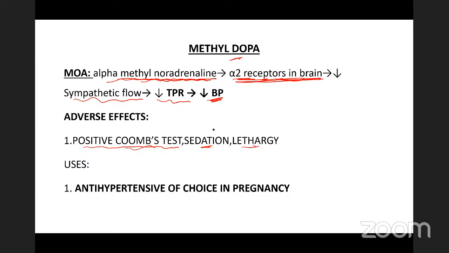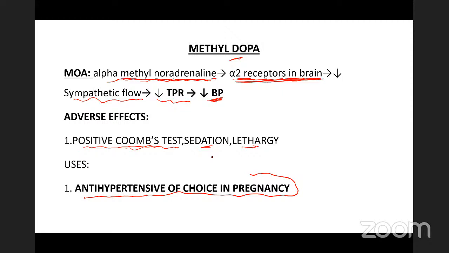One more point you have to remember: clonidine and methyl dopa cause fluid retention and edema. So it is preferable to combine these drugs with a diuretic, which will take care of the fluid retention and the edema caused by clonidine and methyl dopa. Okay, methyl dopa is the antihypertensive drug of choice in pregnancy. It is safer in pregnancy. There's no deleterious effect on the mother and fetus, so it can be safely given in pregnancy.